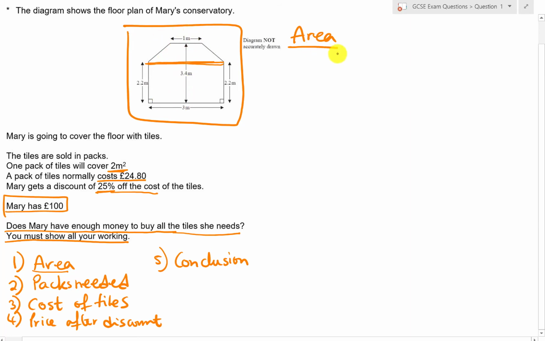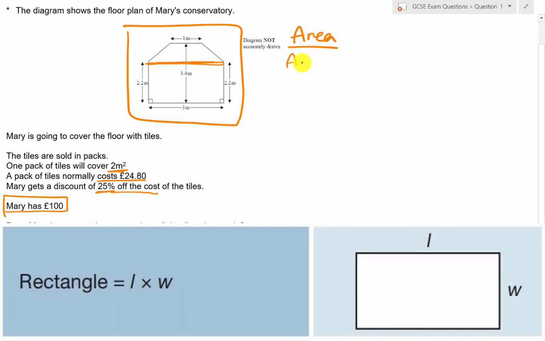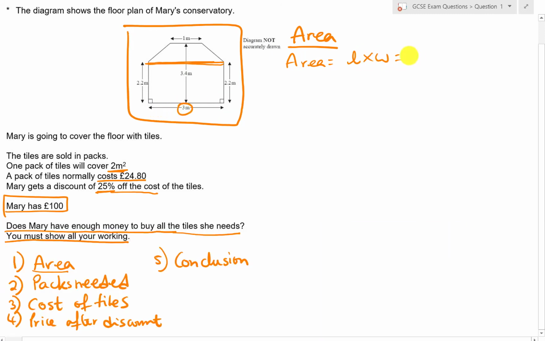Let's find the area of the rectangle. So area of rectangle, we know that it is length times width. So over here we have a length of 3 meters multiplied by a width of 2.2 meters. So we'll have a total area for this rectangle of 6.6 meters squared. Make sure you use your calculator. It is a calculator question, forgot to mention at the start.